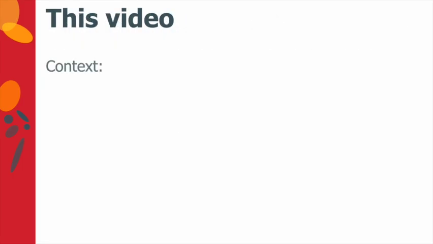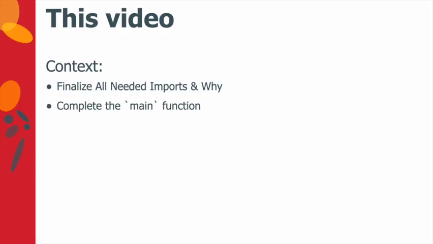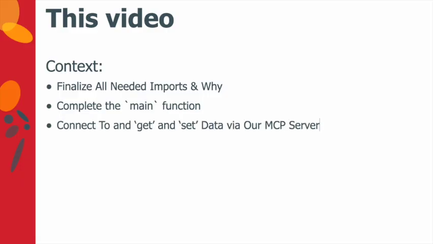In this video, we're going to look at finalizing all the code, including the additional imports, why we need some of them, and why we've made some of the selections that we have. Then we're going to complete the main function that we talked about a little in the last video. Here we'll see that entire function written out, which closes out the client. From there, we'll see our getter and setter actually execute from our client to our MCP server.